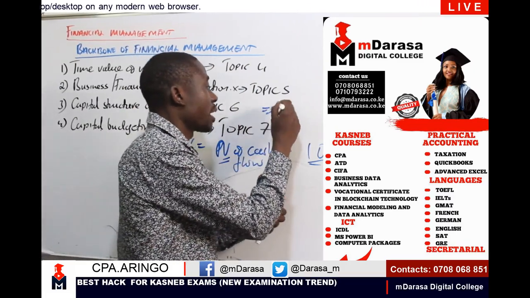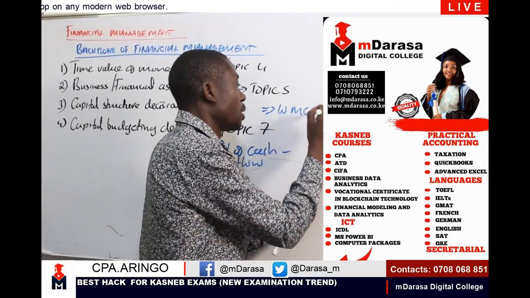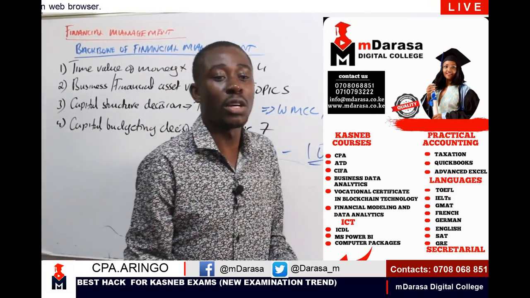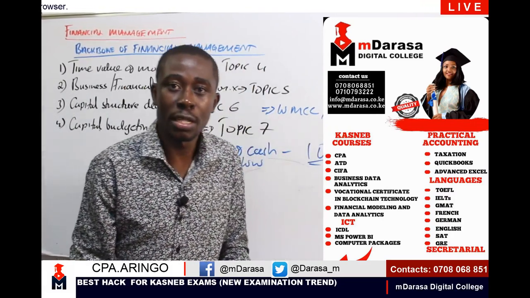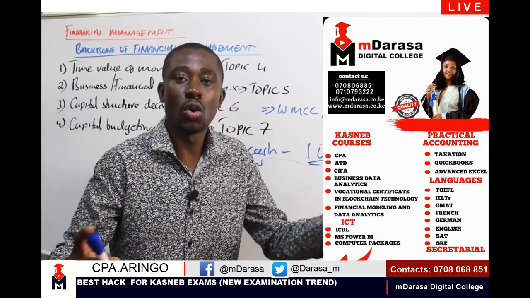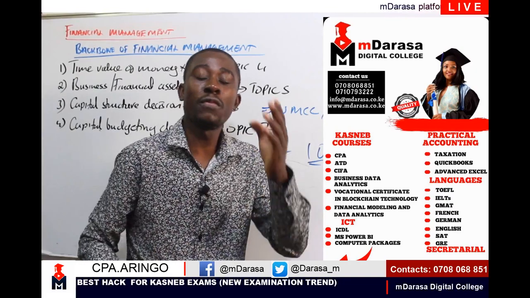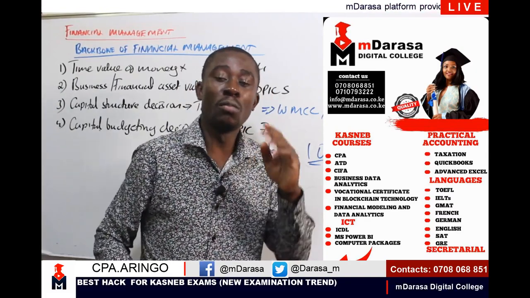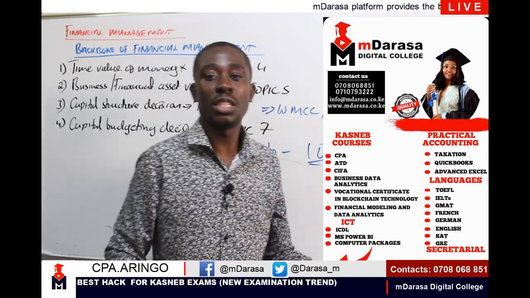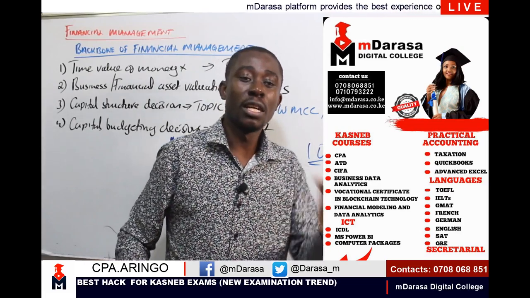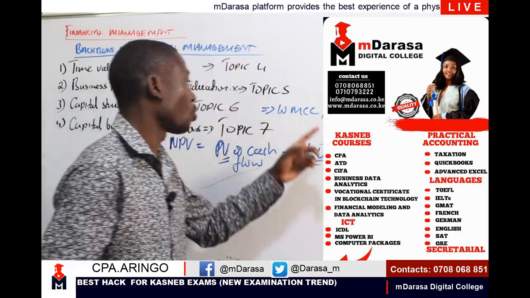Assuming you want to work out WMCC, or maybe you want to work out WACC, you will be required to have a knowledge of what? Cost of capitals. That is, of course, cost of equity, cost of ordinary shares, cost of preference shares. If you don't have that knowledge, or maybe you only know cost of equity, then you don't know cost of debentures or cost of preference shares, you are very sure that this one you're going to get it wrong.